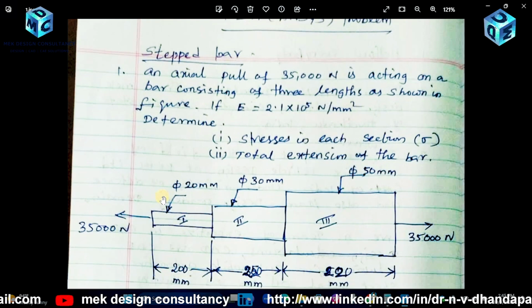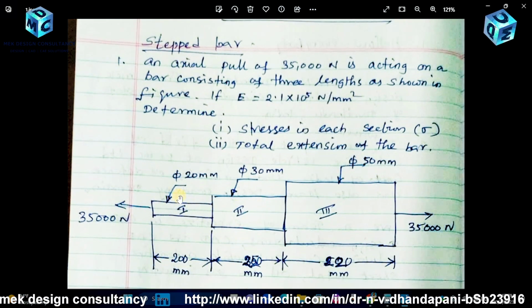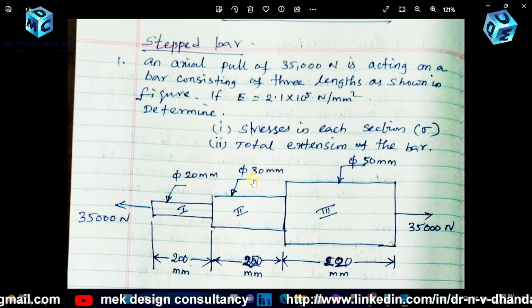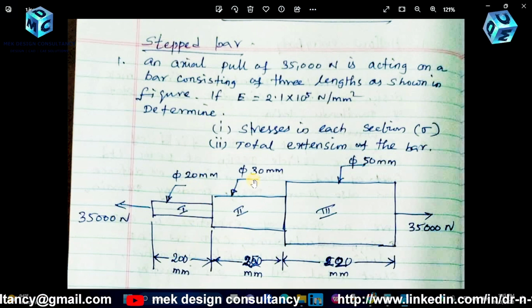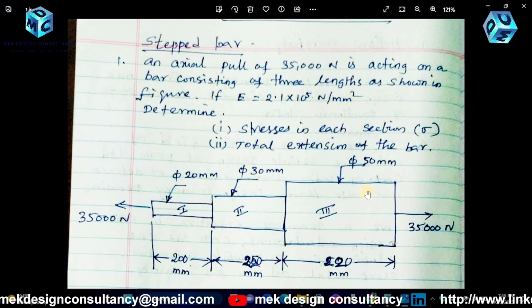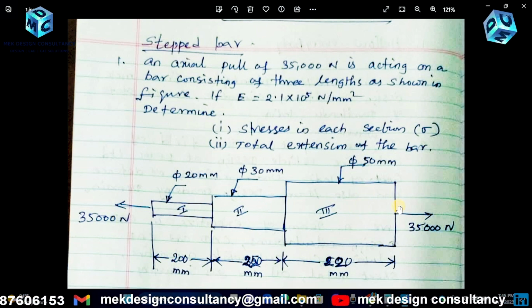Consider a stepped bar, which consists of 3 sections: section 1, 2 and 3. The first section has a diameter of 20 mm and a length of 200 mm. The second section has a 30 mm diameter and 250 mm length. The third section has a 50 mm diameter and 220 mm length.